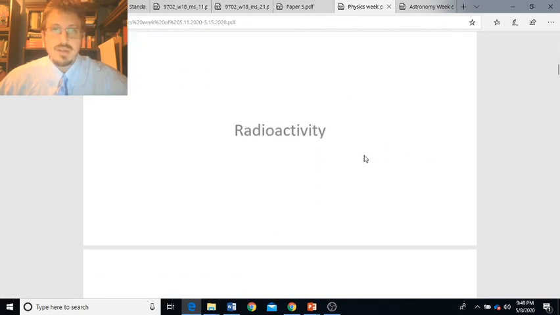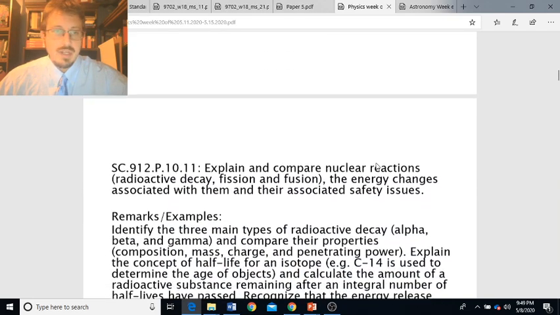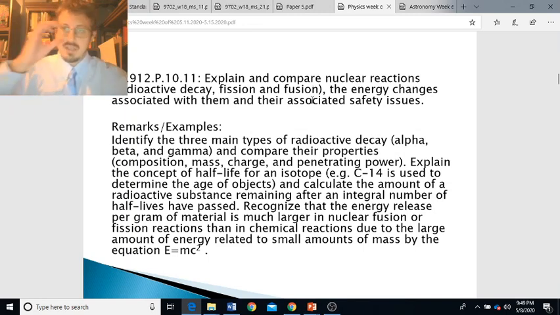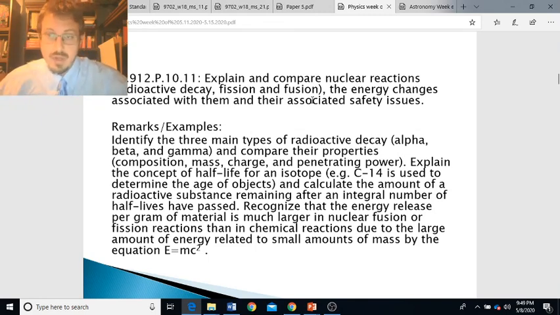All right. So here are the ideas about radioactivity. Here is one of the core standards, a State of Florida Next Generation Science Standard, physical science. It says: explain and compare nuclear reactions, radioactive decay, fission and fusion, the energy changes associated with them, and their associated safety issues. Identify the 3 main types of radioactive decay, alpha, beta, and gamma, and compare their properties, composition, mass, charge, and penetrating power.